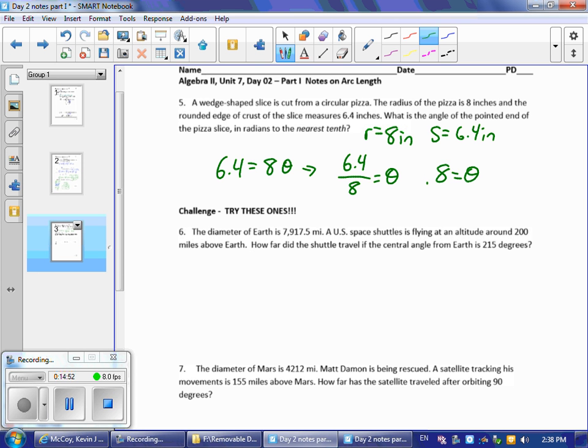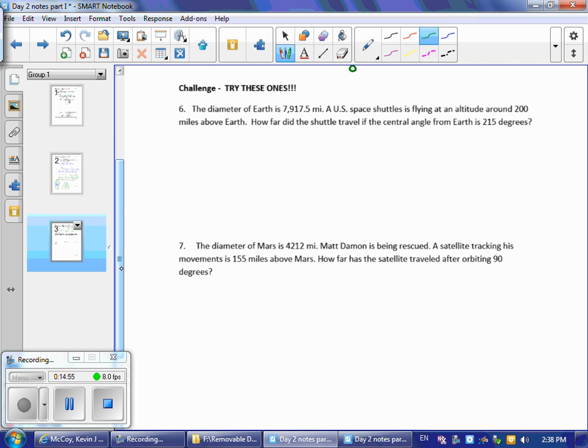All right, so let's go back to the general idea here. First of all, we got the Earth. We'll make the Earth blue. It says the diameter of the Earth is 7,917.5 miles. So the diameter, of course, goes straight through the center of the Earth. But we don't ever use the diameter when it comes to arc length. We're only going to use the radius. So whatever the diameter is, we're going to know that the radius is 1/2 of the diameter. So that's this distance right here.